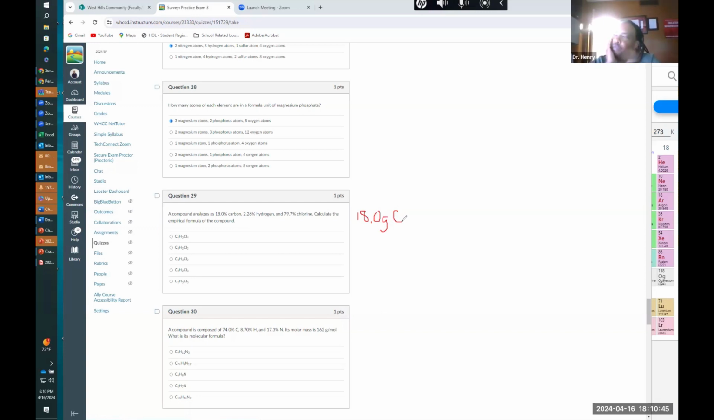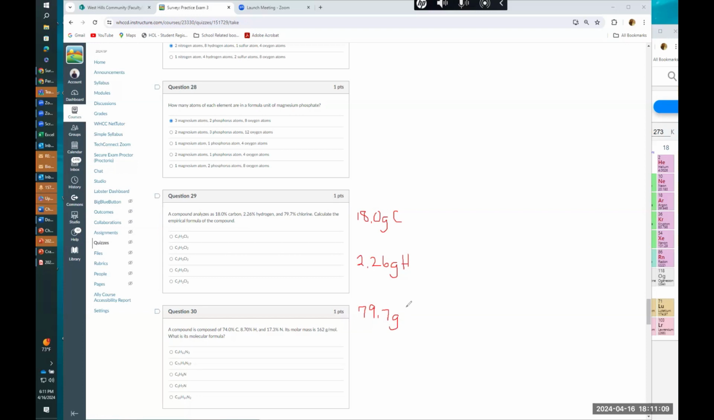So we're going to assume that we have 100 grams of our total compound. So that means that 18 grams is going to be carbon, and then 2.26 grams of hydrogen and 79.7 grams of chlorine. So we know carbon weighs 12, so that's 12 at the bottom here, grams of carbon.